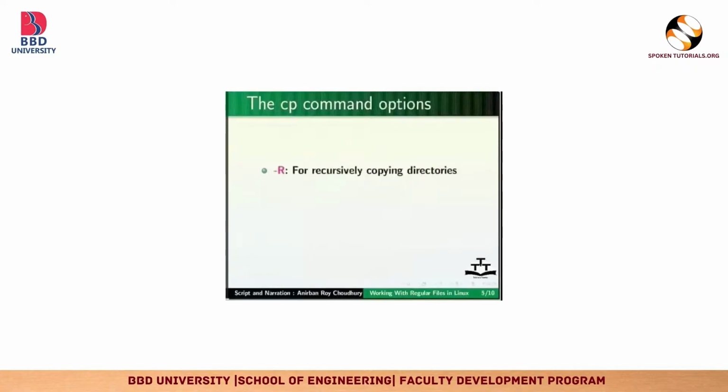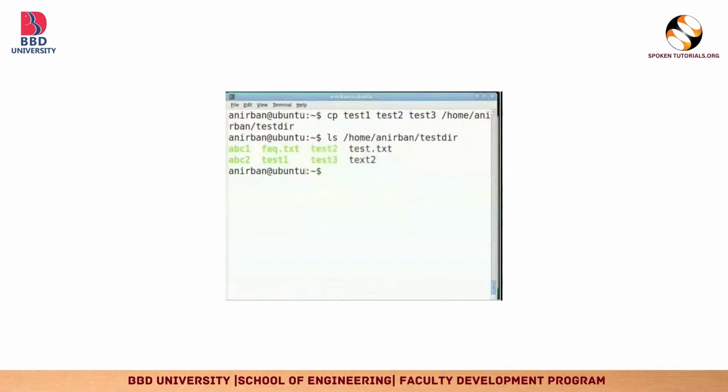Among the options, the capital R is an important one. It causes recursive copying of an entire directory structure. Let us see an example. Let us try to copy all the contents of the testdir directory to a directory called test.